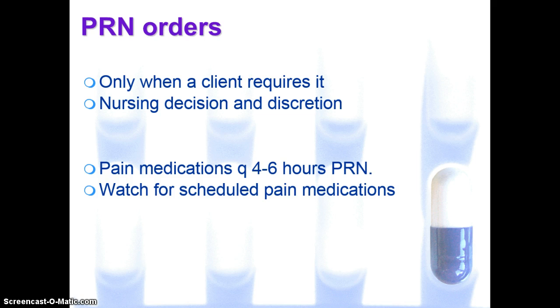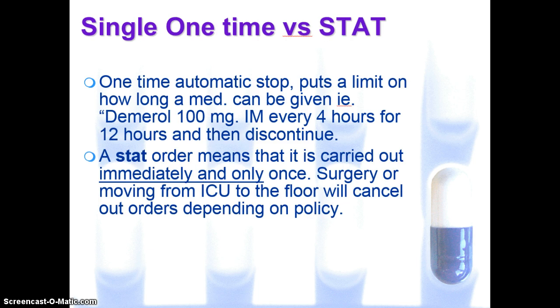So if the patient has a pain pill ordered, they might have it every 4 hours PRN, and that means when they have pain and they ask for it, you can give them that as long as it's not closer together than every 4 hours. We also need to watch for any scheduled pain medications. Perhaps they get an oxycodone every 6 hours, and it's only been 3-4 hours and they're asking for a pain pill. Are they going to get another scheduled medication very close that could cause some problems?